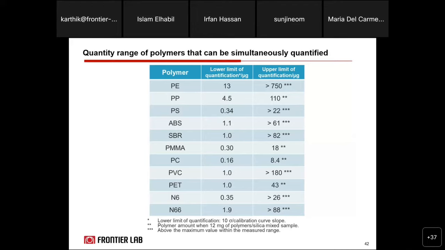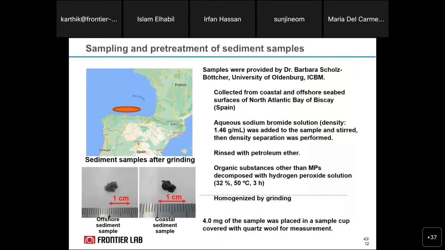But now people are interested even in below 1 microgram. That means in some of the samples you may have only very few particles, and these particles may have very small mass of microplastics. So this may not be sufficient, and you may have to go for a different approach.